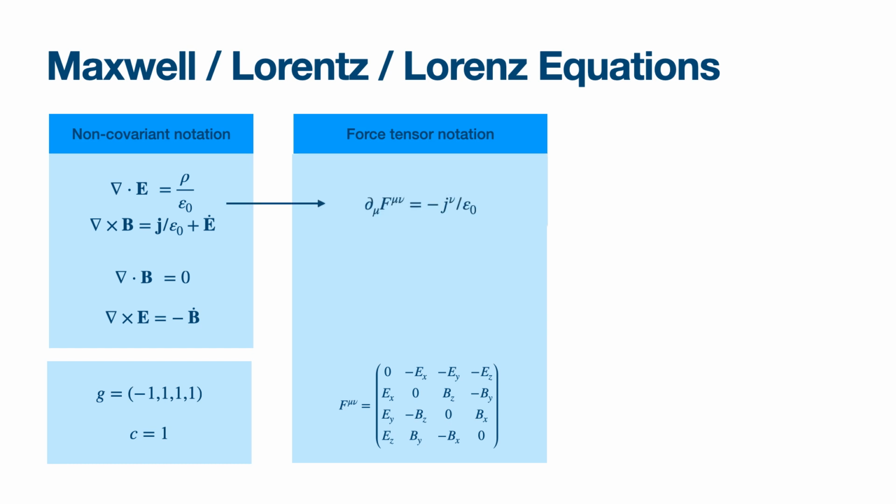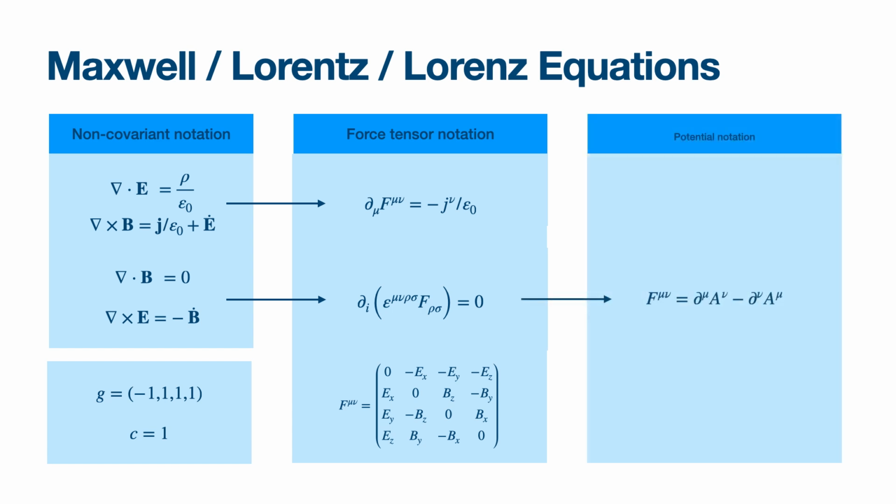Using F, the two sourced equations reduce to a single one that equates the divergence of F to the charge current source. The two source-free equations reduce to a single mathematical constraint on F. This constraint guarantees the existence of the four-potential A, of which the field tensor is the rotation. And with that, I now have a single second-order inhomogeneous differential equation in terms of the four-potential A.